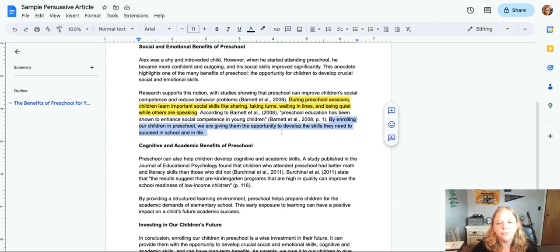By enrolling our children in preschool, we're giving them the opportunity to develop the skills they need to succeed in school and life. So it just wraps it up. It's a summary sentence at the end of this section.